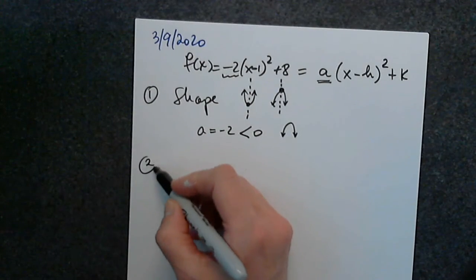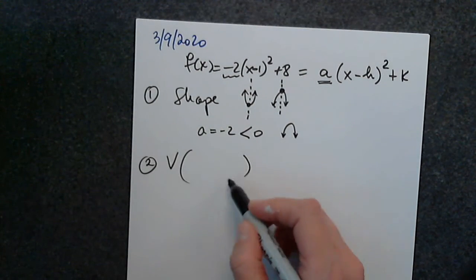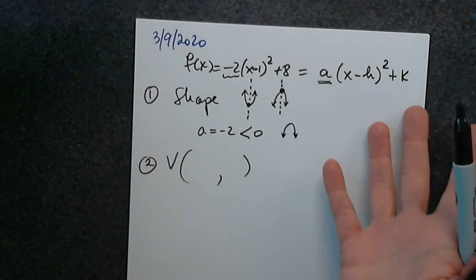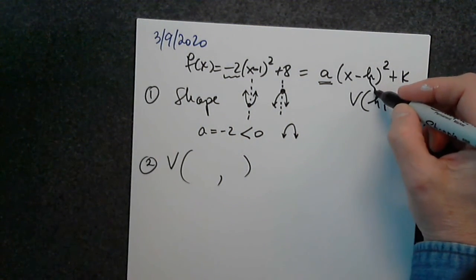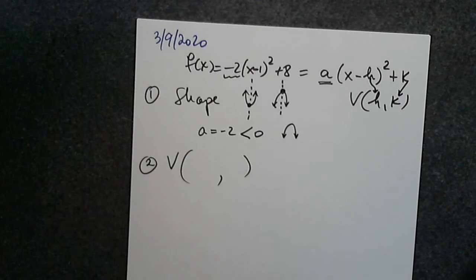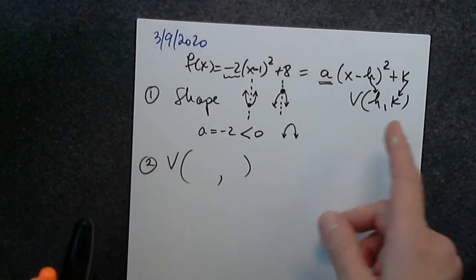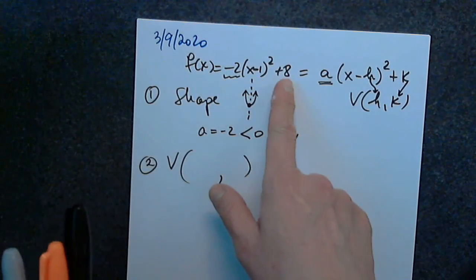In step number 2, we want to determine the vertex. And here the vertex we know is h comma k, exactly how we determine the center of a circle. Pretty similar, even the notation is the same. So in that case, we realize that the vertex is 1, 8.